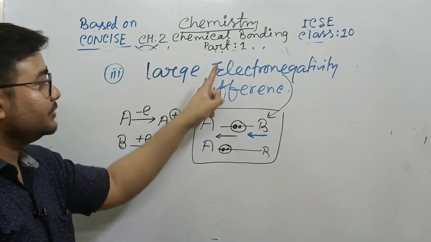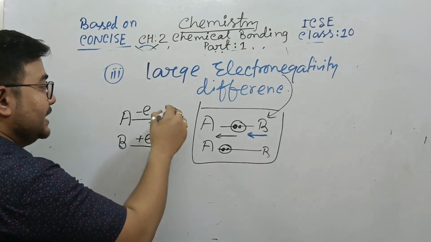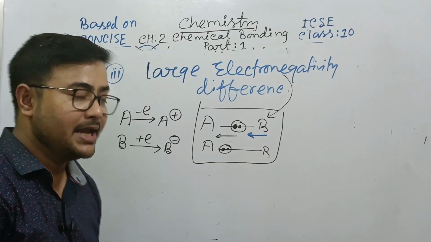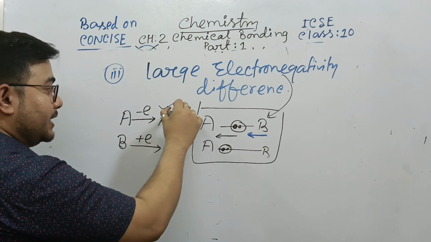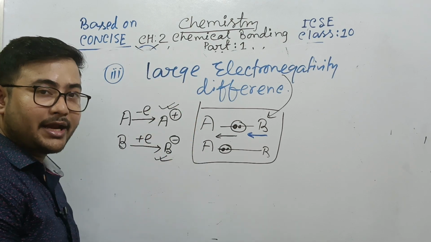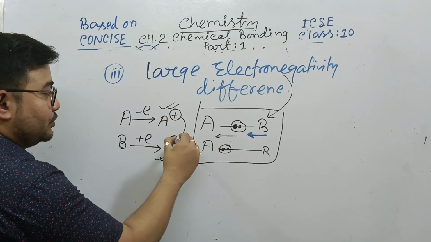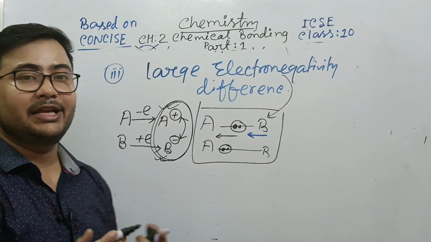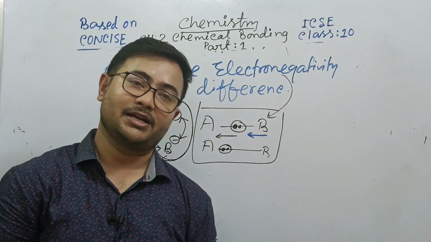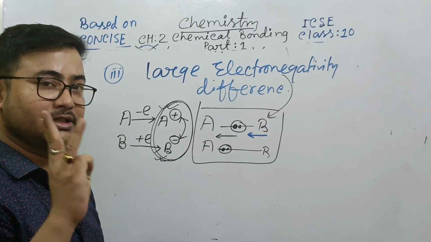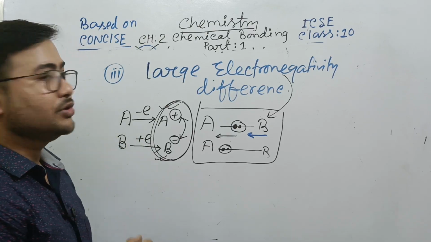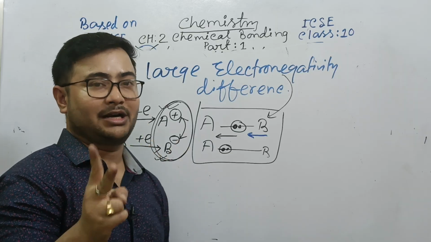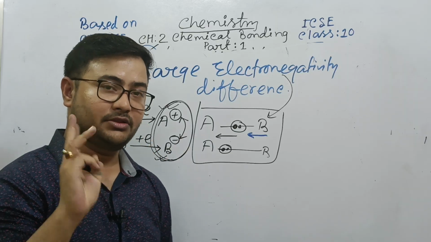So it releases or pushes, and the other accepts, that is, acceptance means pull. If there is a large electronegativity difference, they can easily form a bond. You can write down the point: if they have a large electronegativity difference, then one atom easily forms a cation, another atom easily forms an anion, and due to attraction between the positive and negative charge, they can form an electrovalent or ionic bond. Understand? Okay, these are the three conditions. If this question comes, write down the conditions. You can write any 2 points for 2 marks. If 3 marks are there, then write down the 3 points.